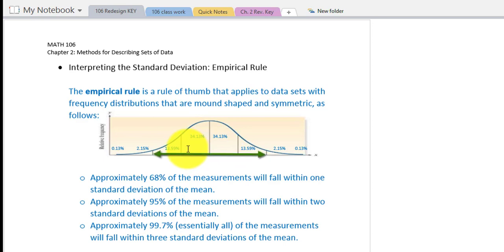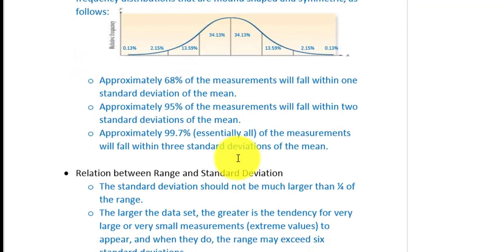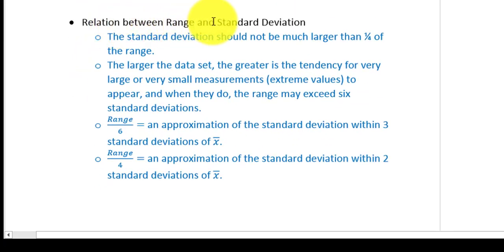So if we expand this to 2 standard deviations, approximately 95% of the measurements will fall within 2 standard deviations of the mean. Looking at our distribution curve, it's about 13 plus 34 plus 34 plus 13 and those decimals associated. So that would be about 95% of our data. And finally, within 3 standard deviations on each side of the mean, we have about 99.7%, that's almost all of the measurements, falling within 3 standard deviations of the mean. So the relation between range and standard deviation, we can discuss that next.